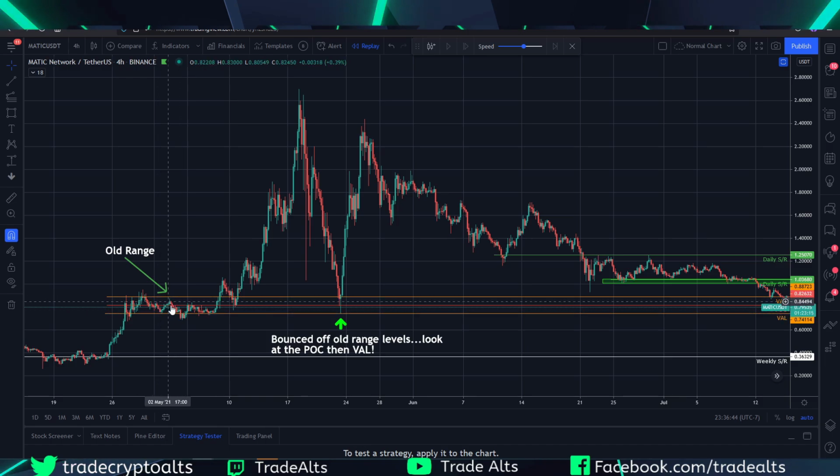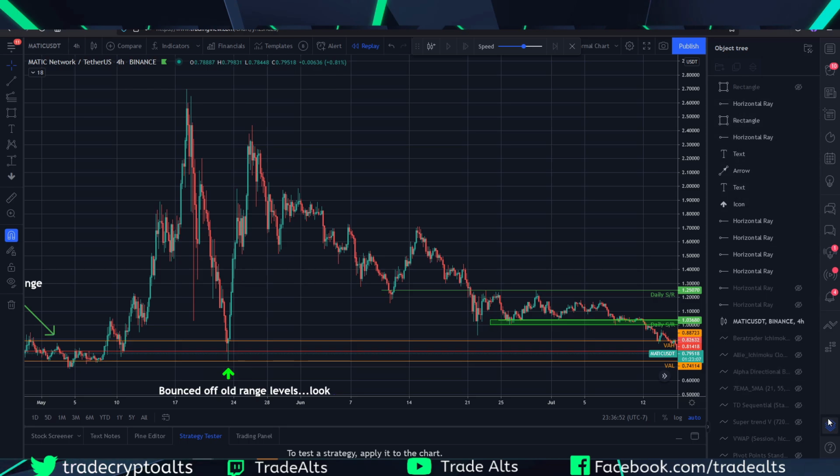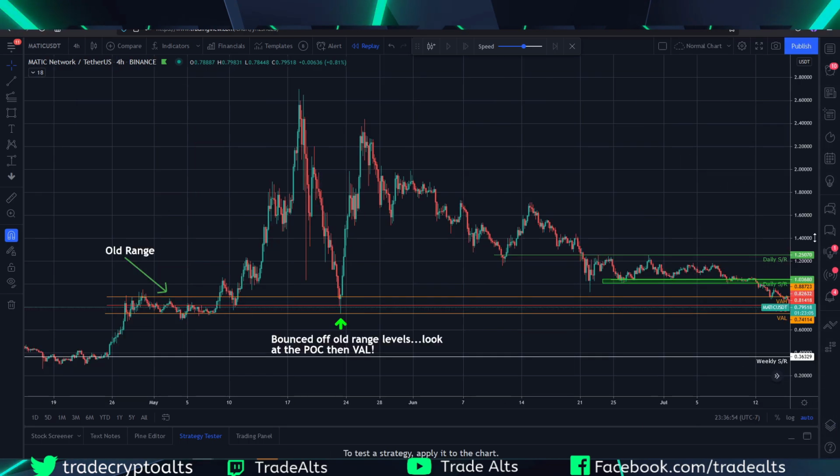So instead of deleting these levels, come here, use your little tool right here. Essentially, this is your object tree, right? Where you can store all of your levels, and you can create folders. I actually did a TradingView tutorial that shows you how to organize your chart to make it easier. But again, really try not to delete old ranges, especially ones that were really respected.